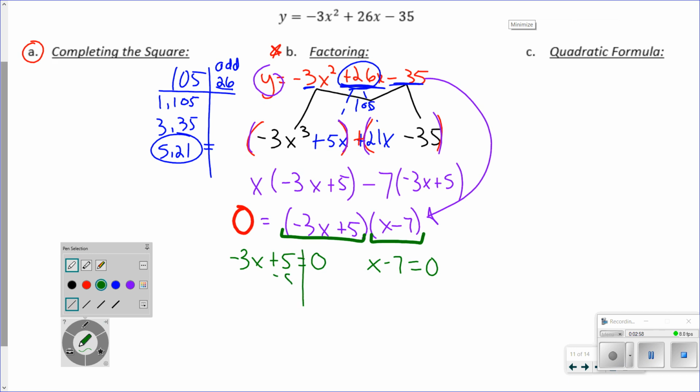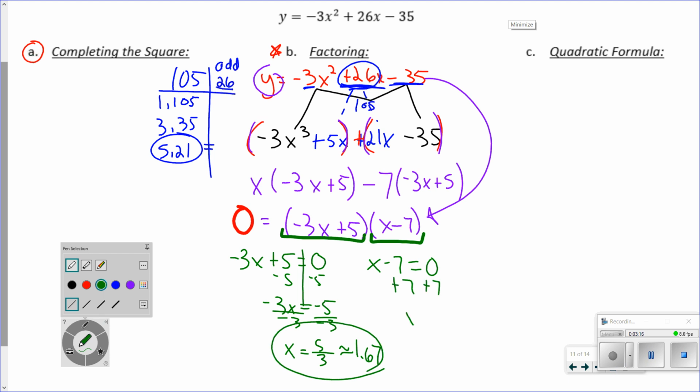So solving this one for x, we subtract 5 from both sides, divide both sides by negative 3. So x equals 5/3, which if you calculated that out gives you about 1.67. So there's one of our x values. Over here, we just have to add 7 over, and we get x equals 7. When you solve by completing the square and you solve by quadratic formula, you should get the same two values.